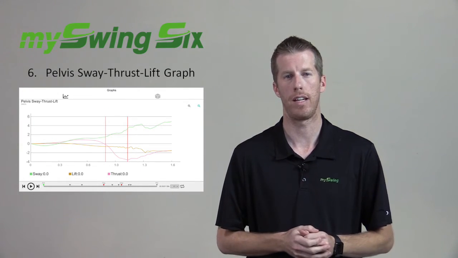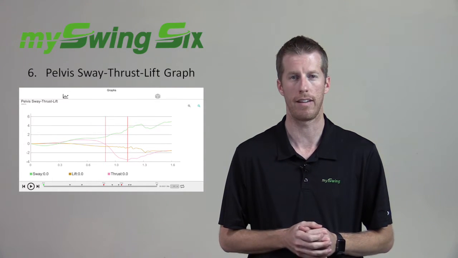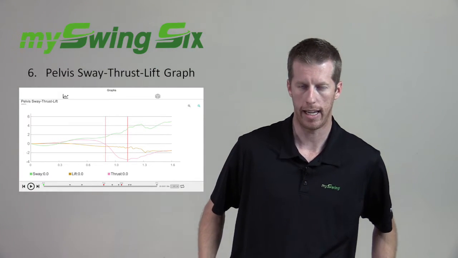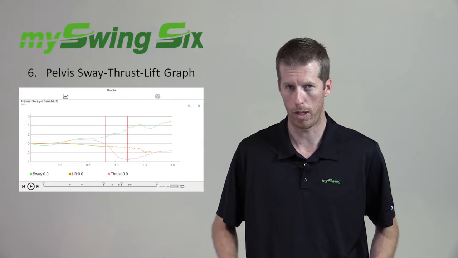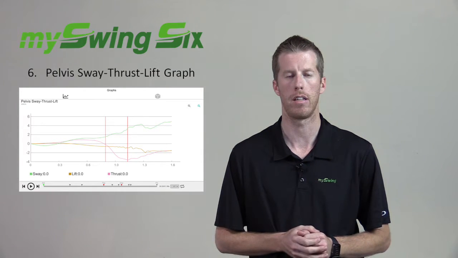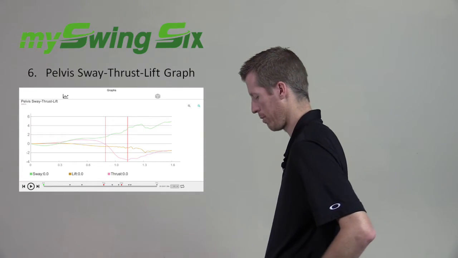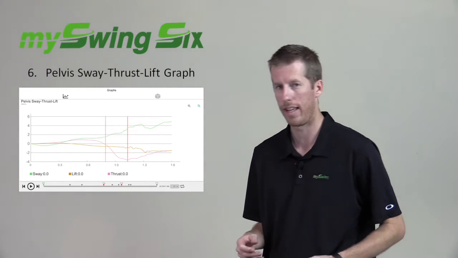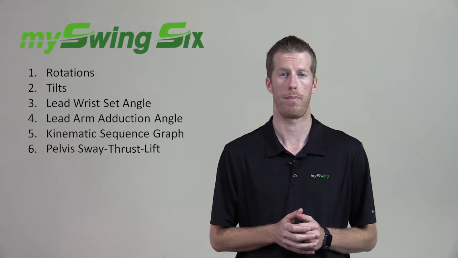Our final graph in the mySwing 6 is the pelvis sway, thrust, and lift graph. Pelvis sway is the amount of linear movement, side-to-side movement away from the target and toward the target. Pelvis thrust is toward the ball, away from the ball. And then lift is vertical, up and down in relationship to the ground.